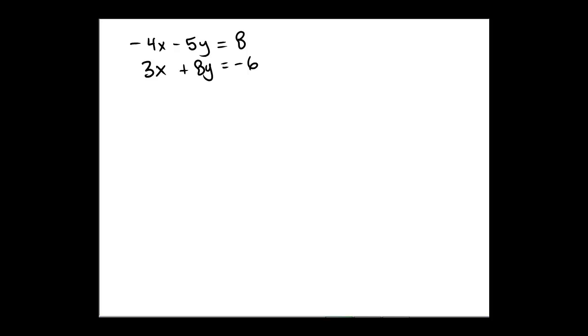Okay, with that, why don't you try this one on your own? And assuming you gave it a good shot here, let's try to do it together. So in the top equation, we will multiply by the number 8. 8 times negative 4x is negative 32x. 8 times 5y is 40y, but it's being subtracted, so we have a minus 40y. And then 8 times 8 is 64.